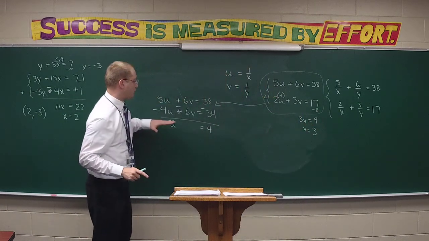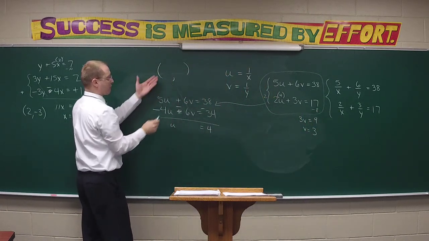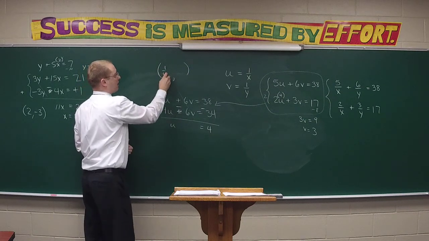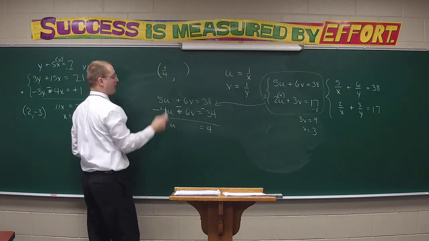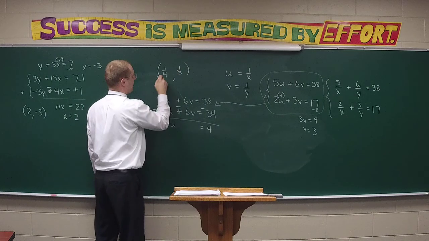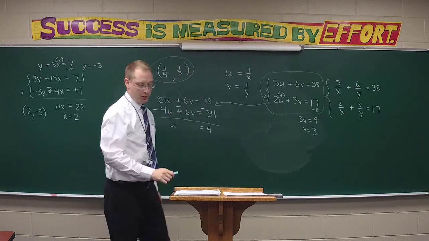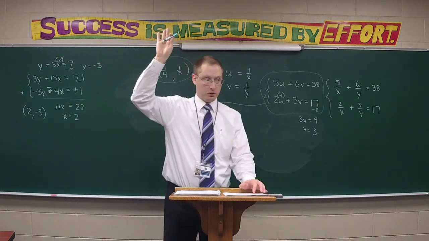Now I'm ready. If u is 4, class, what do I write for my x? 1/4. If v is 3, what do I write for my y? And there are my answers, 1/4 and 1/3. How many had those answers for number 3?